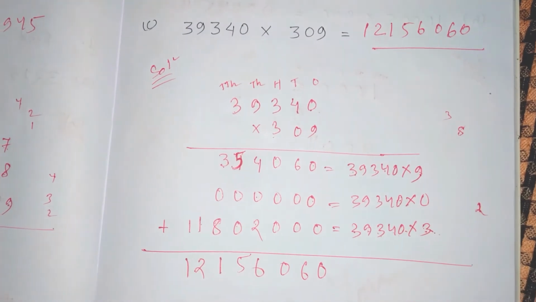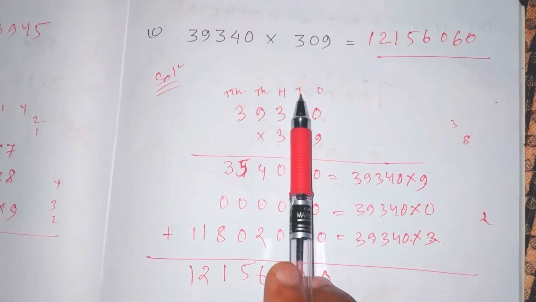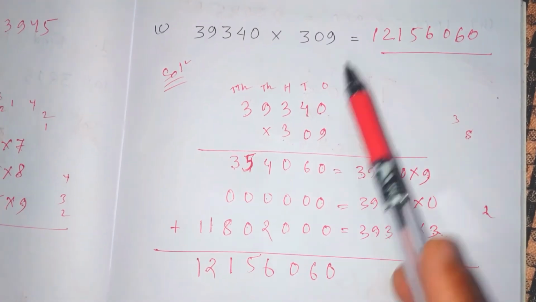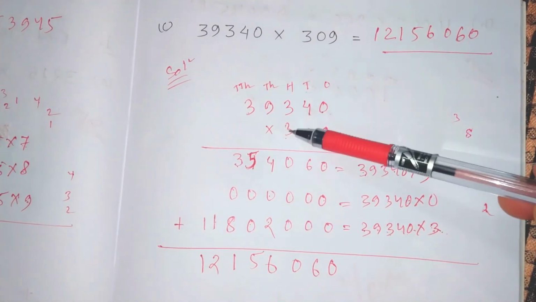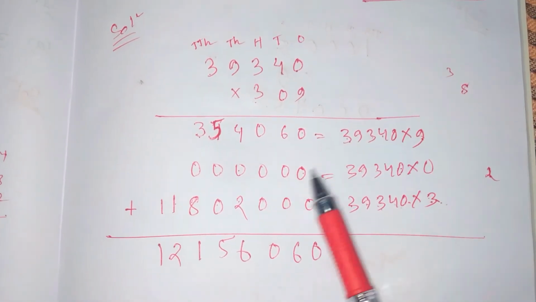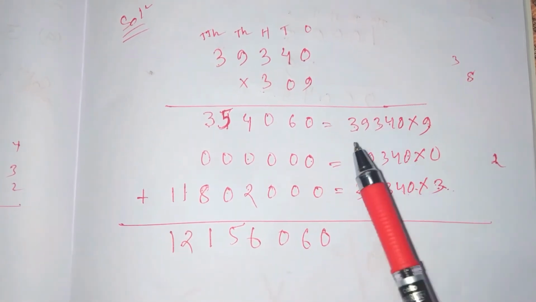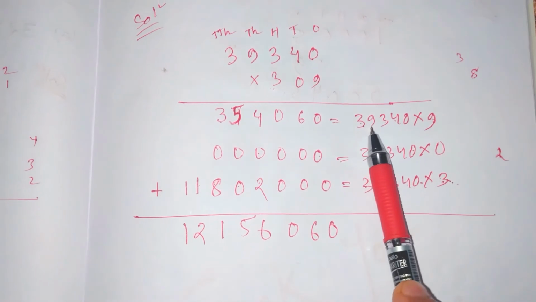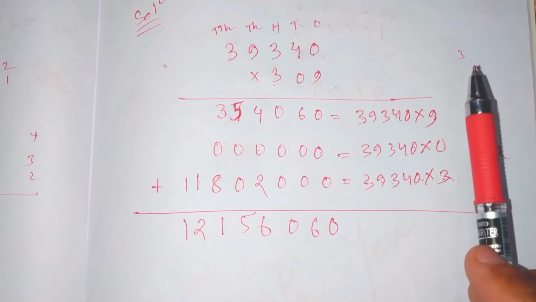So 39340 I will be writing above, with 0 in the ones position, 4 in the tens position, 3 in the 100 position, 9 in the 1000 and 3 in the 10,000 position. And as in the earlier one, I have written 9 in the ones, 0 in the tens and 3 in the 100 position. Now 9 will multiply these whole numbers. 9 into 0 is 0, 9 into 4 is 36, 6 I will write, 3 will be in hand. 9 into 3 is 27, plus 3 is 30, 0, 3 will be in hand. 9 into 9 is 81, plus 3 is 84, so 4 I will write, 8 will be in hand. 9 into 3 is 27, plus 8 is 35.